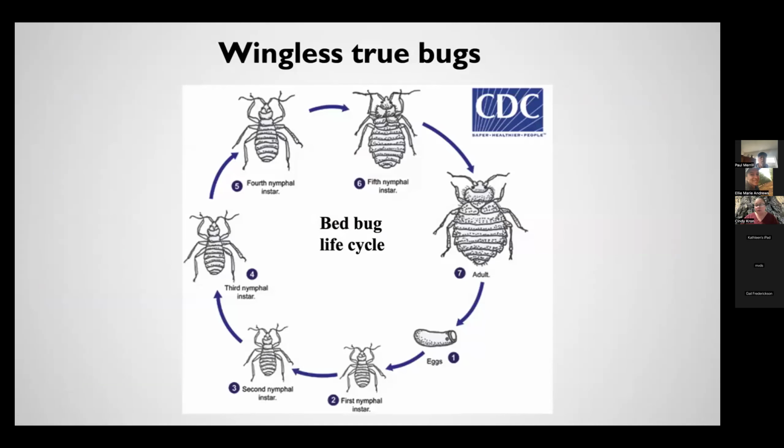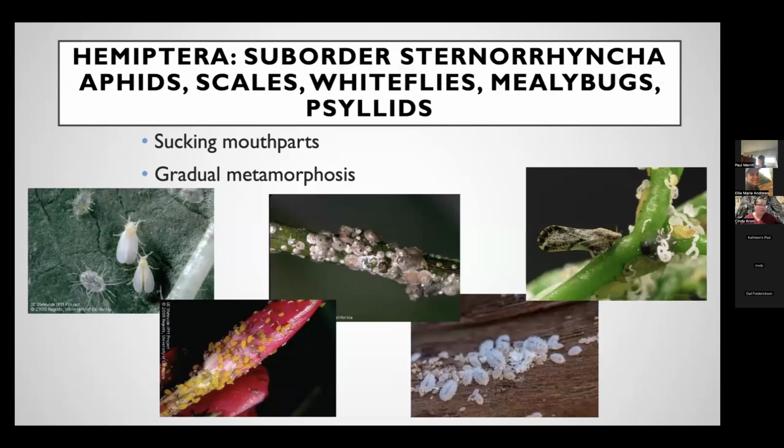We will skip this because we don't need to go over bedbug life cycle. Not an issue with crops. So the other, remember I said Auchenorrhyncha was the suborder. The second suborder is Sternorrhyncha, and that includes aphids, scales, whiteflies, mealybugs, and psyllids. A lot of these are plant pests and problematic.